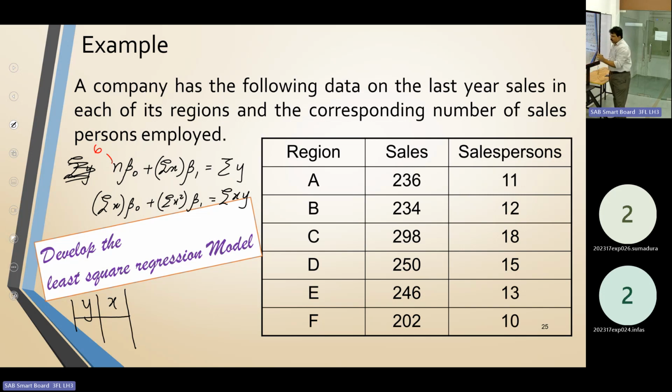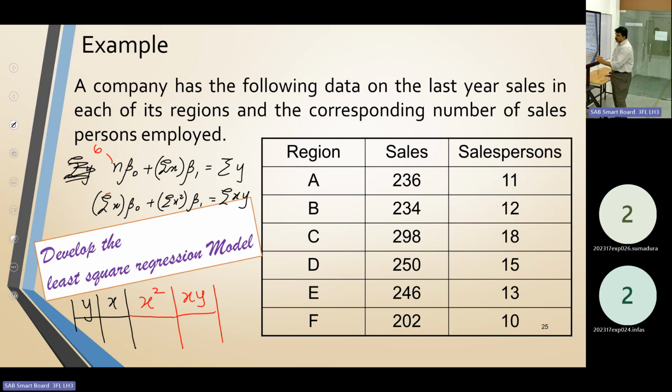Sigma y is needed, y is already there. Sigma x squared is needed, we don't have that, so we have to develop the x squared column. Then sigma xy, the sum of products, is needed, we don't have that, so we develop xy. Two columns we have to develop.